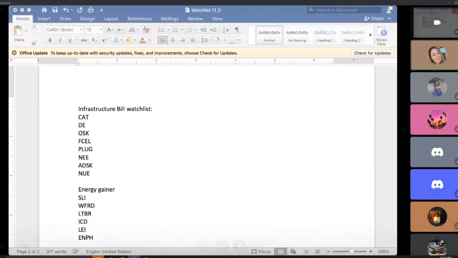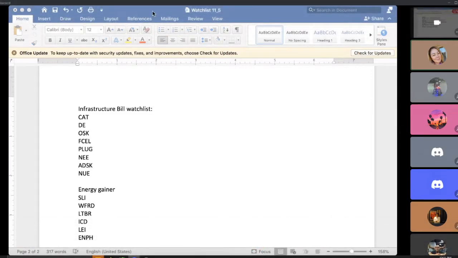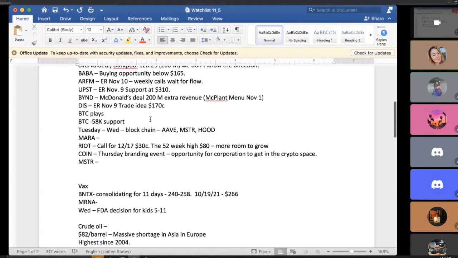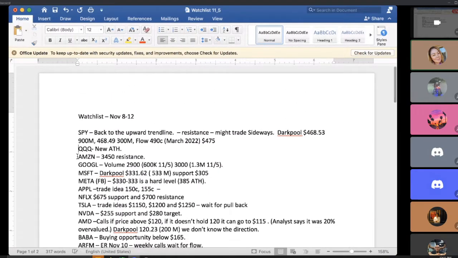Okay. And then on my watch list, let me just put this. I do have a lot of watch lists for this week, but I will just go over a couple of things. So QQQ, we don't really play Qs. It's just a good indicator along with the SPY.